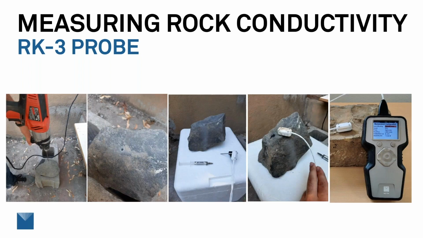Meter's RK3 probe is ideal for measuring thermal conductivity of rocks and concrete, but it needs a hole to make the measurement. We want the probe to fit in the hole as tightly as possible, since the contact resistance between the probe and the rock is the main source of error in these measurements. The second panel shows the hole that we've drilled in the rock. It's ready now to insert the probe. The central panel shows the RK3 probe along with the tube of thermal grease that we'll use to minimize contact resistance.